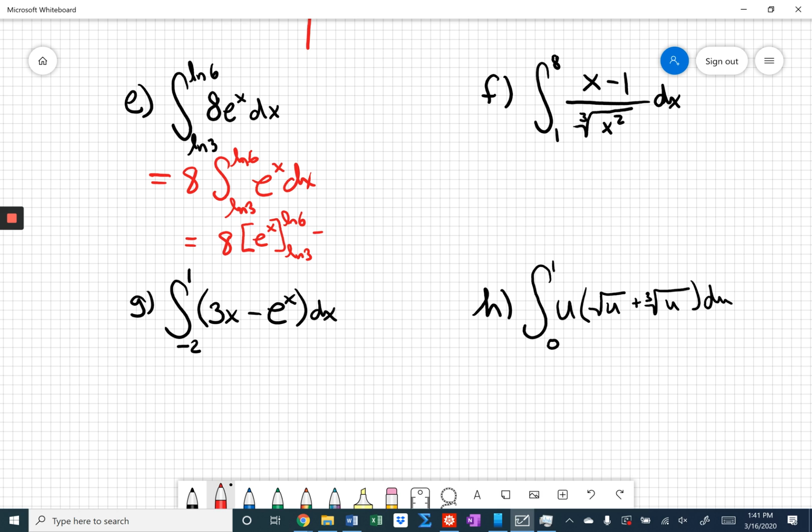And then when I plug in, it's going to be 8 times e to the natural log of 6 minus e to the natural log of 3. And the nice thing is that e and the natural log are going to cancel with each other here. This is just going to be 8 times 6 minus 3, and that's just 24.